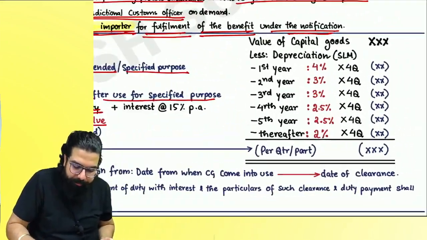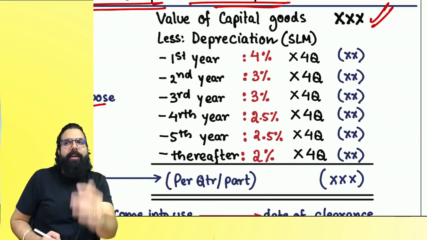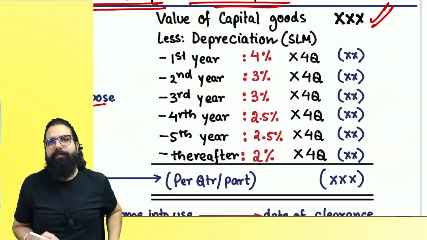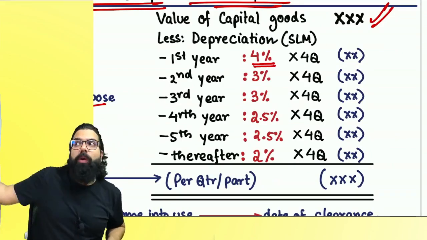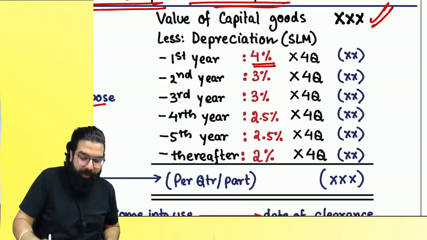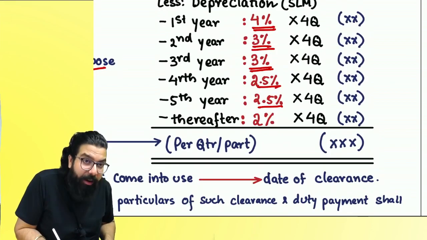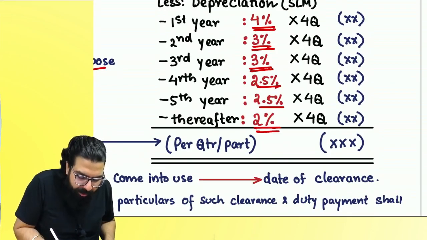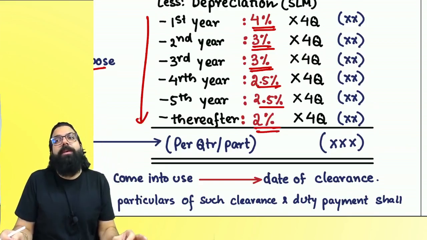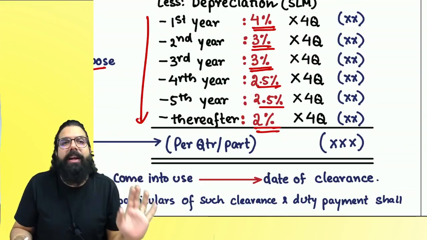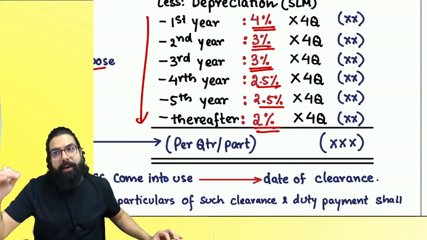And everyone, whatever is the value of the capital goods, how to depreciate? If you use it only for 1 quarter, 4% depreciation. For the first year, 4%, 4%, 4%, 4%. Second year, 3%. Third year, 3%. Fourth and fifth year, 2.5%. Thereafter, 2%. It means there is no limitation. Whenever you clear the capital goods in the domestic tariff area, meaning whenever you clear within India, whenever you supply it after the specified use, you have to calculate the depreciated value.